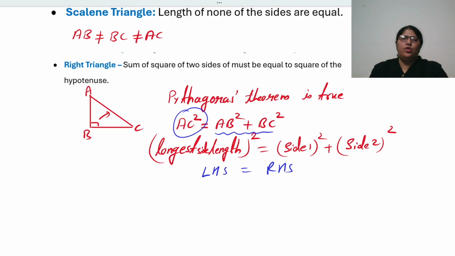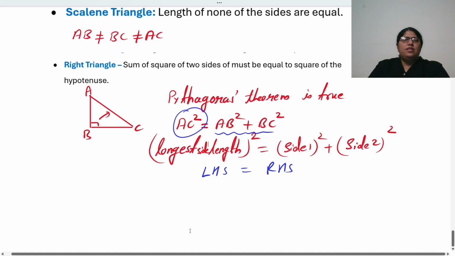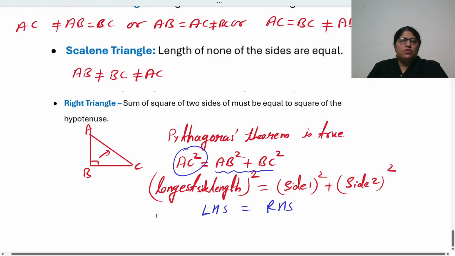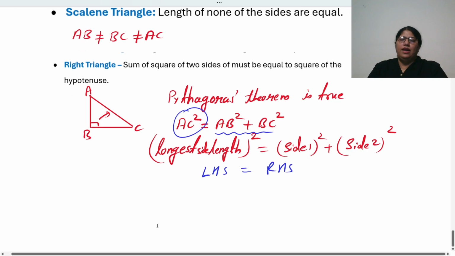Then the triangle is going to be a right triangle. So you can see that in all the four cases, you need to first find out the lengths of the three sides using these three coordinates. You need to use the distance formula and get the length of those three sides first. And whatever they are asking, you can check and find out which kind of triangle it is.